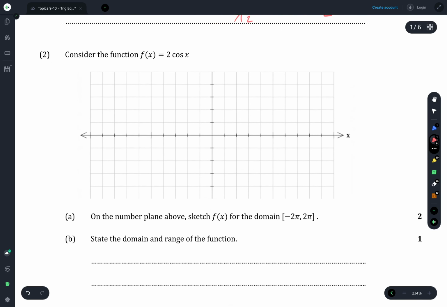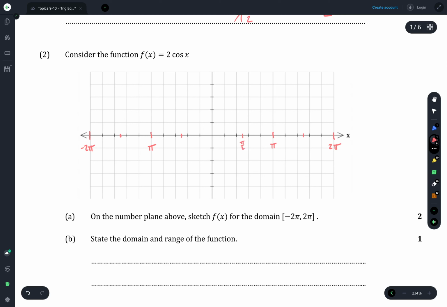Going into the next question, we want to consider the function 2 cos x. On the number plane above, we want to sketch the function for the domain negative 2 pi to 2 pi. So what we'll do is start off by setting these points. We have negative 2 pi and 2 pi, meaning that this is going to be negative pi, this is going to be pi, and then in between these points is going to be pi over 2 and 3 pi over 2.